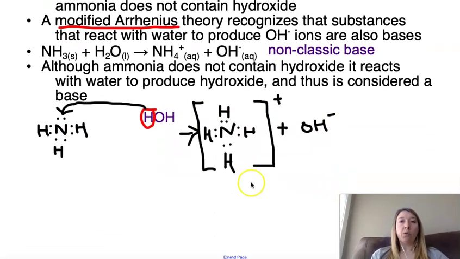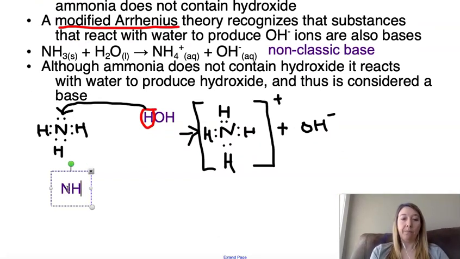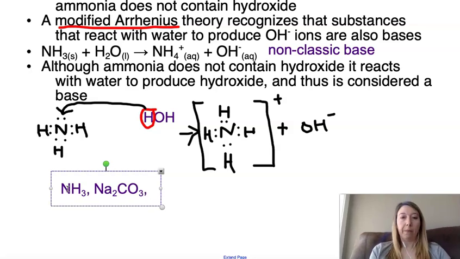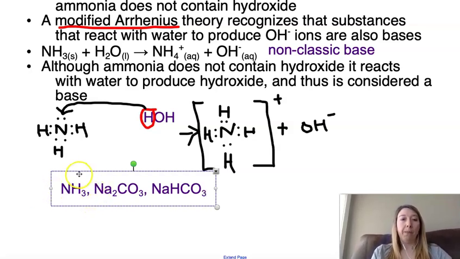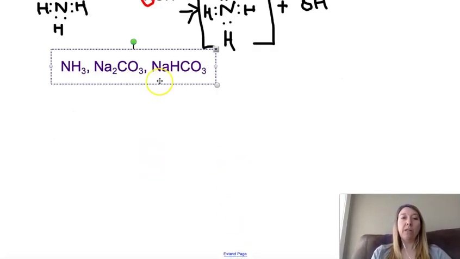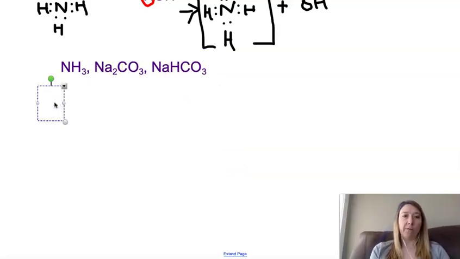So there's kind of 3 non-classic bases that you should be aware of in Chem 30. Okay, they are ammonia, sodium carbonate, and sodium hydrogen carbonate, right? Which would be your baking soda that you have at home. So the ammonia reacts with water, and these other 2 do the same thing. The only difference with these 2 is they undergo a dissociation first, right?